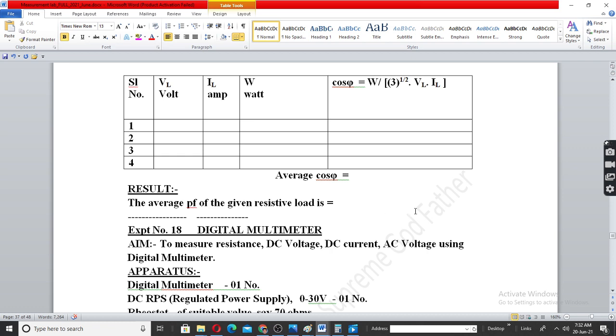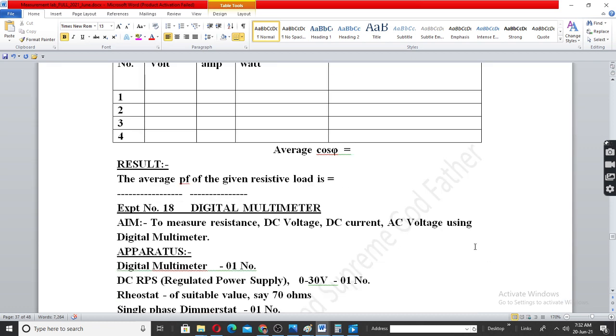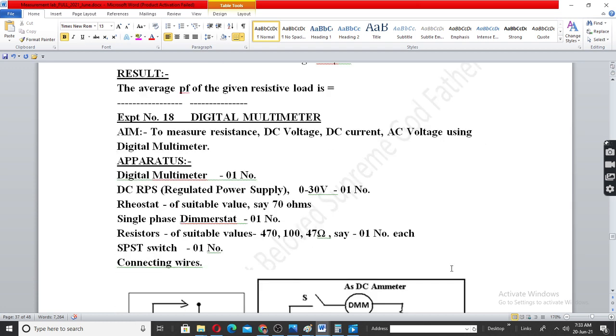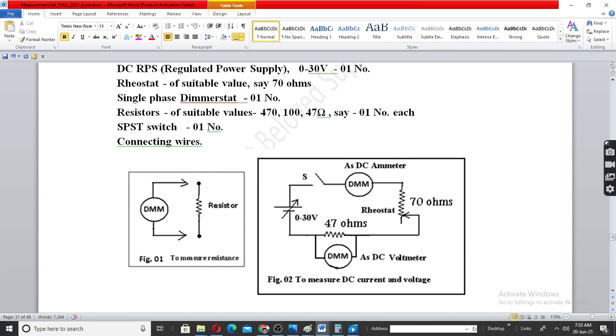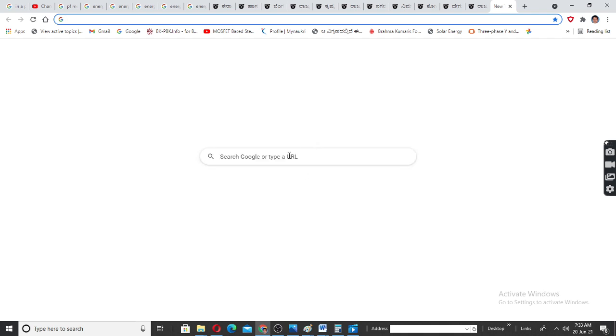Class 18: digital multimeter. Most of you know this, but since it is important, we are doing the same experiment in this semester also. So, digital multimeter image.